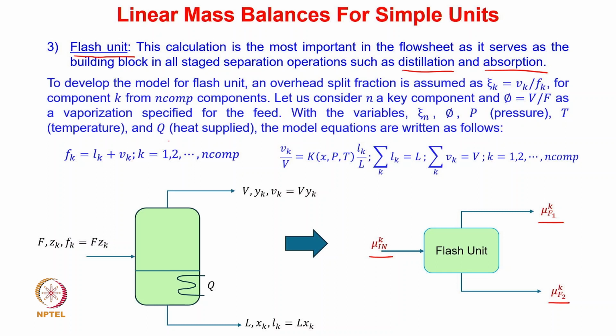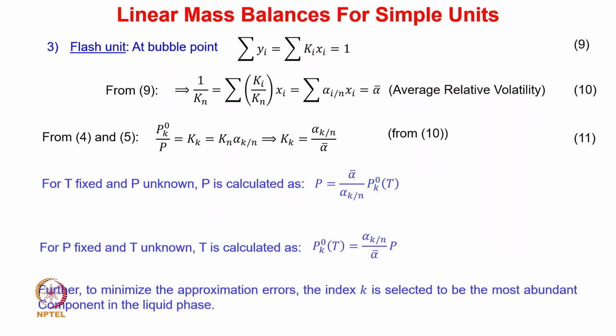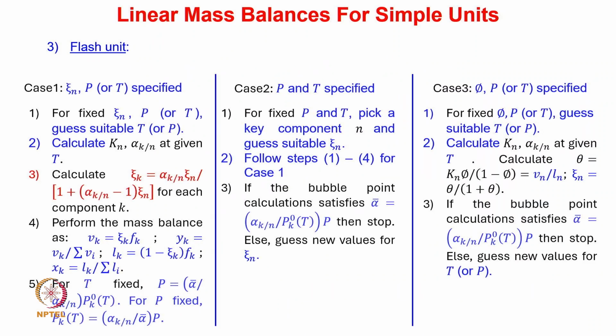using the split fractions that we have seen. And again, what we said is in case of flash unit, for the linear mass balance there are two degrees of freedom. So either we can have the split fraction epsilon zeta n specified and p or t specified. With this we can completely write down the flash unit equations.